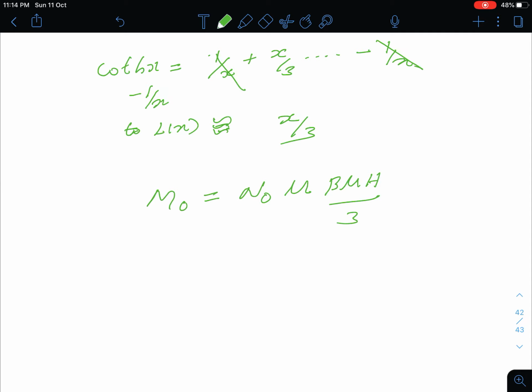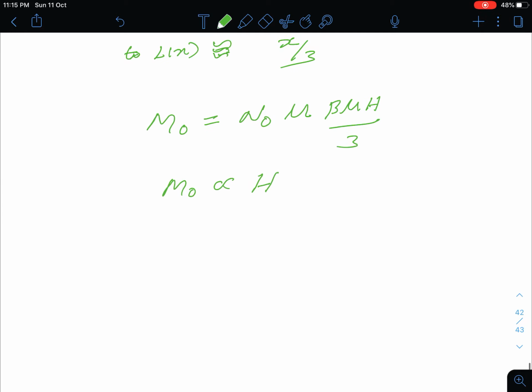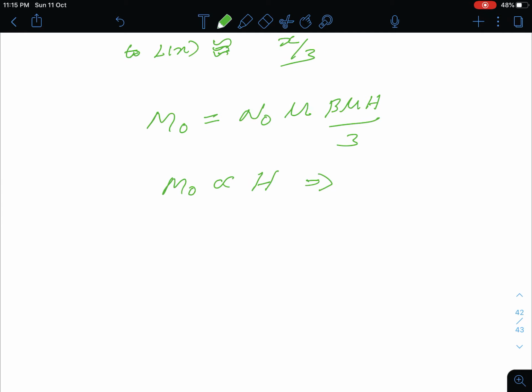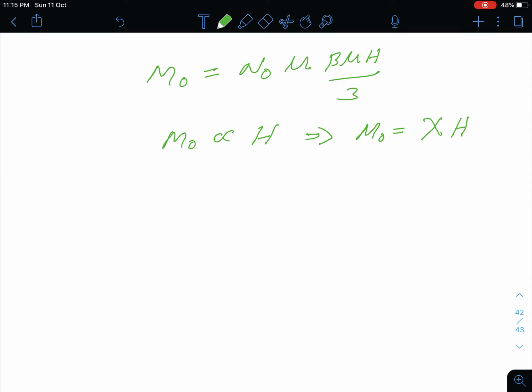Now we know that m0 is proportional to what? How much magnetized, that is m0, is proportional to how much field we apply. And that proportionality constant has a certain name that you have studied in the 5th semester, and that name is susceptibility. So m0 is equal to chi, electric susceptibility and magnetic susceptibility. So this magnetic susceptibility multiplied by the magnetizing field. Simple.